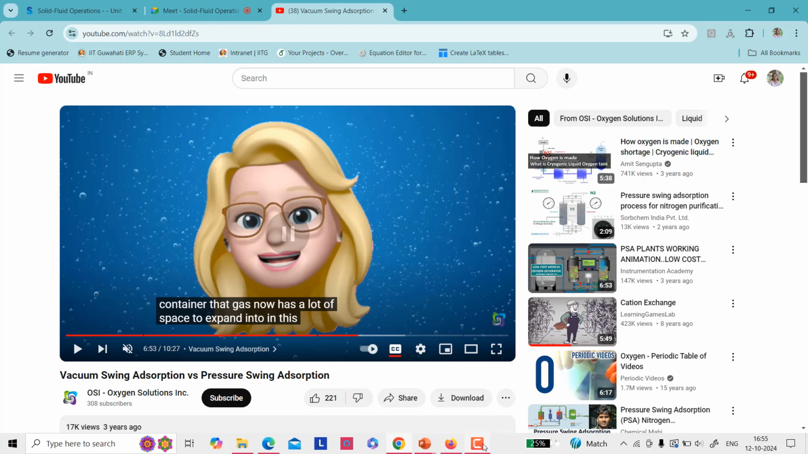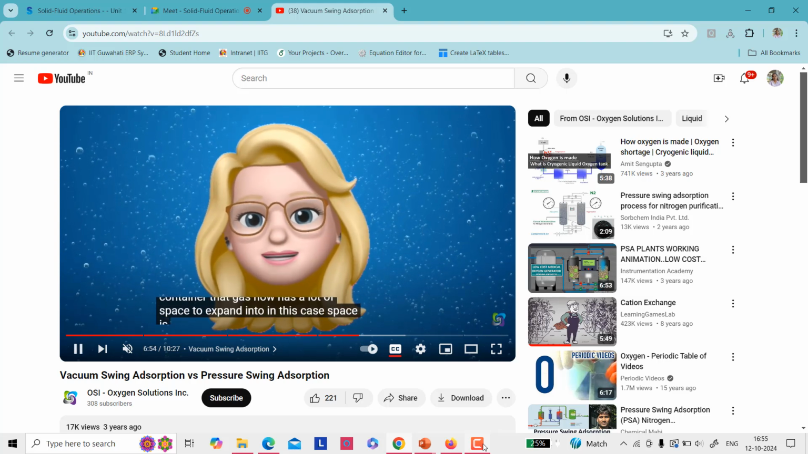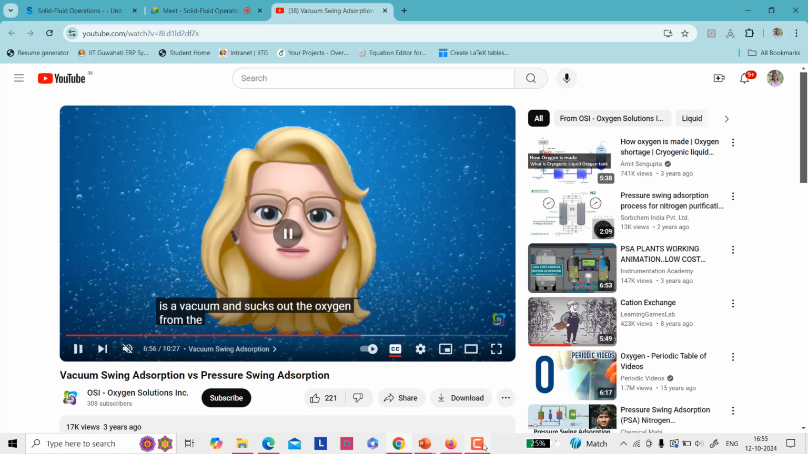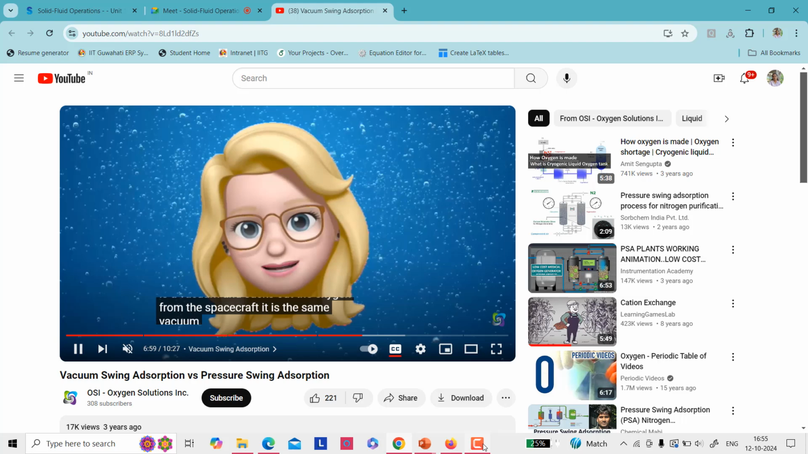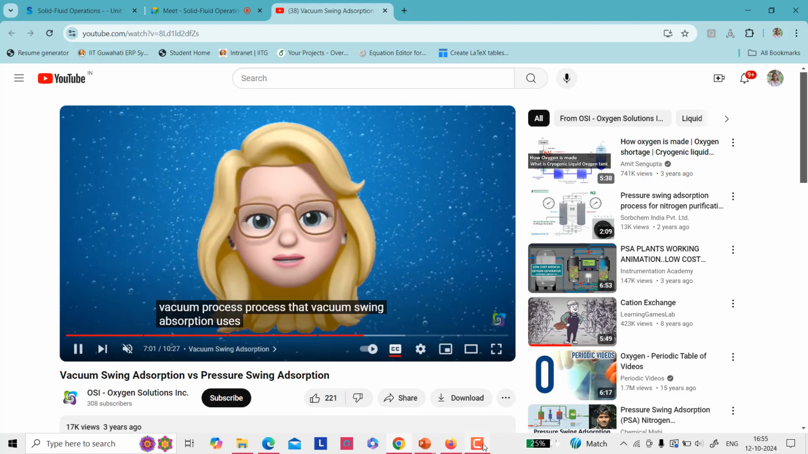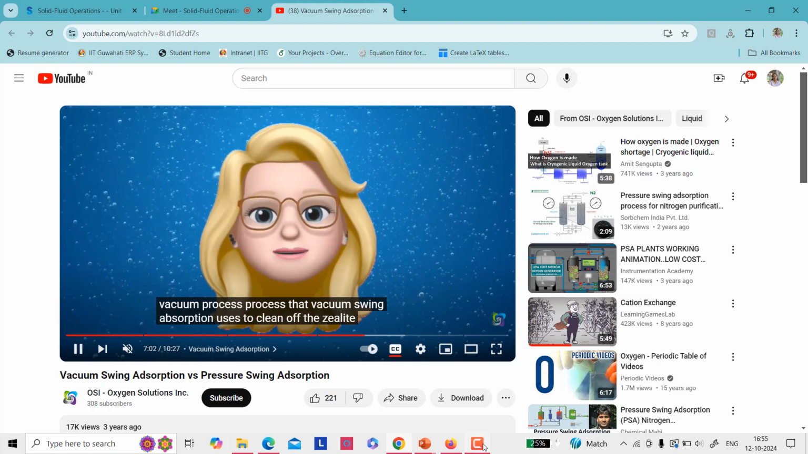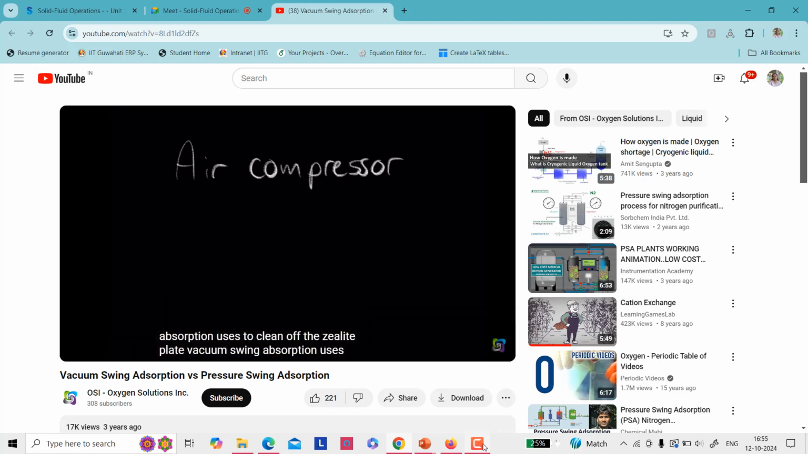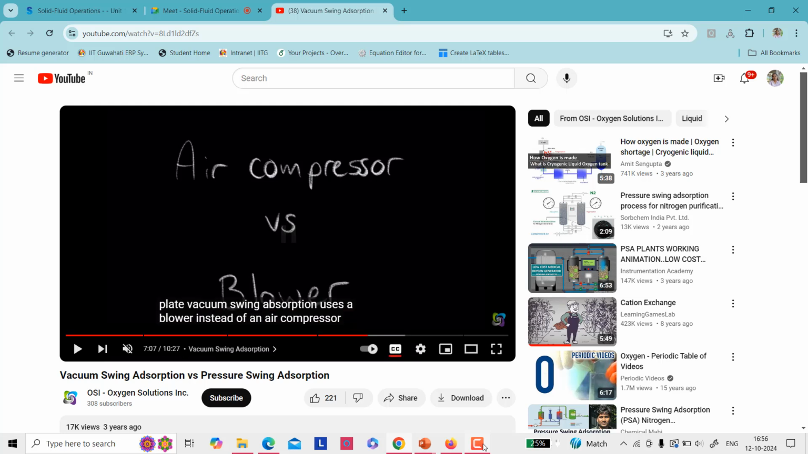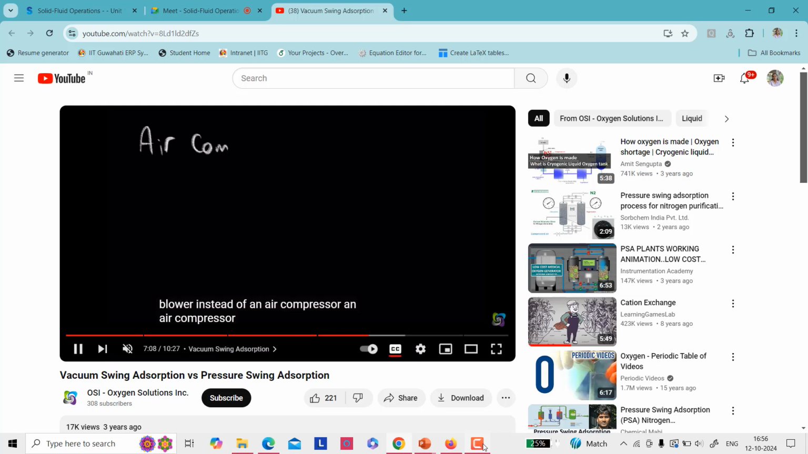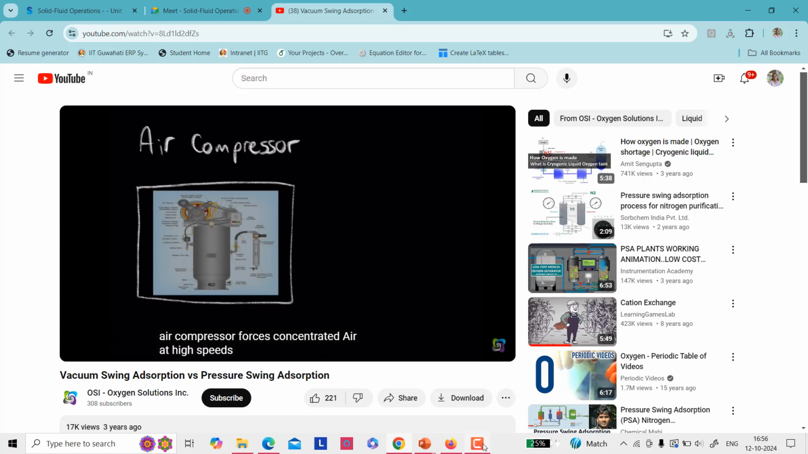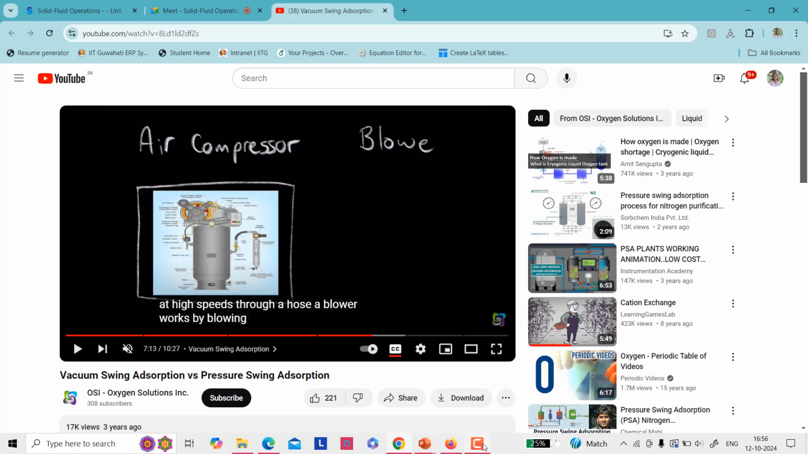It is the same vacuum process that vacuum swing adsorption uses to clean off the zeolite plate. Vacuum swing adsorption uses a blower instead of an air compressor. An air compressor forces concentrated air at high speeds through a hose, while a blower works by blowing force at a high velocity. Its job is to make positive pressure above the vacuum or the atmospheric pressure.